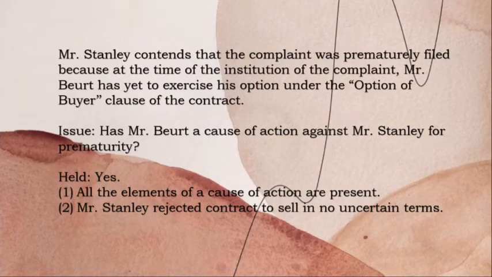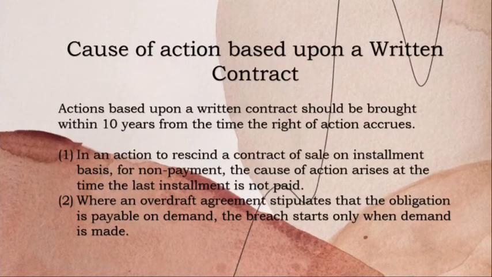Mr. Stanley contends that the complaint was prematurely filed because at the time of the institution of the complaint, Mr. Burt has yet to exercise his option under the option to buy clause of the contract. The issue here is, has Mr. Burt a cause of action against Mr. Stanley for prematurity? The answer is yes. All the elements of a cause of action are present. Mr. Stanley rejected the contract to sell in no uncertain terms. Let's now proceed to the cause of action based upon a written contract.